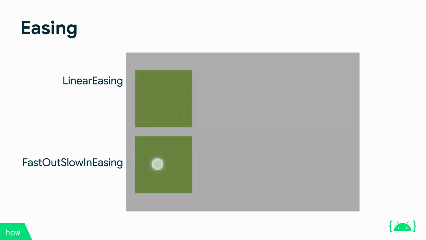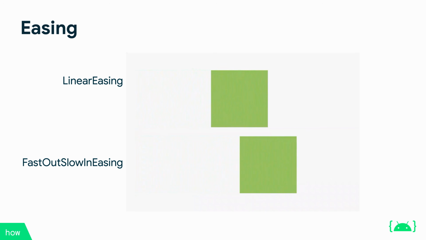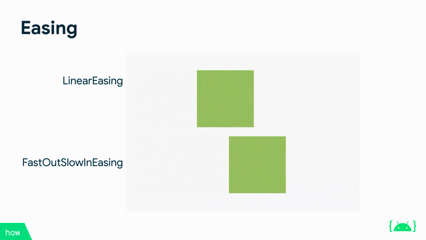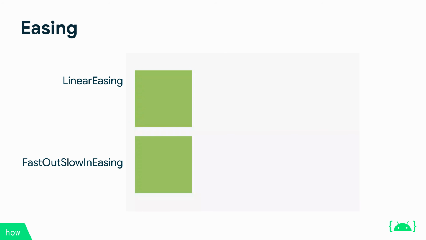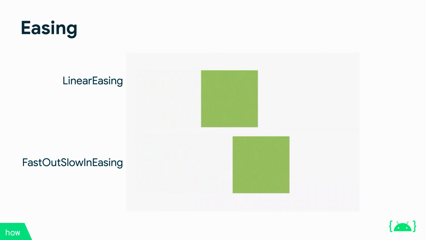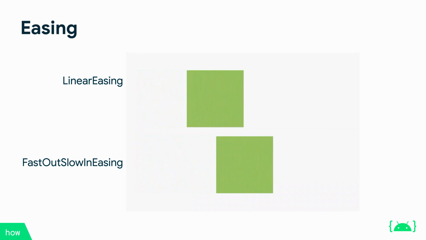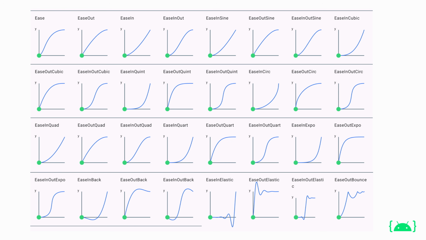This diagram shows the difference between applying different easing functions, linear easing and fast out, slow in easing, applied to the same animation. As you can see, there is a big difference between the two. Fast out, slow in seems more natural than using a linear easing function. So there are a bunch of built-in easing functions in Compose that should take care of most of your requirements. But if they don't, there are plenty of ways to define your own.